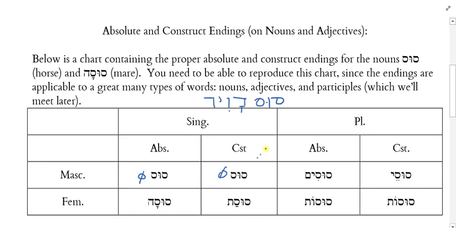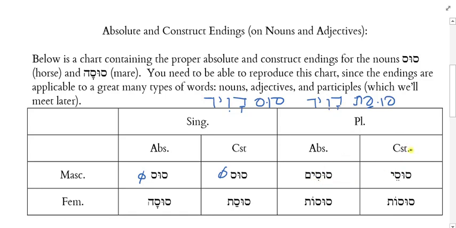There's no change. What if David has a mare? I cannot just say susa David. Susa has to change to the feminine singular construct. How do I do that? I take the qamets he, drop it off, and I add a patach tav. So it becomes susat. Susat. Say that with me. So the mare of David is not susa David, but susat David. Okay? Susat David.